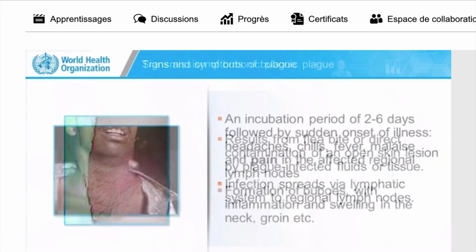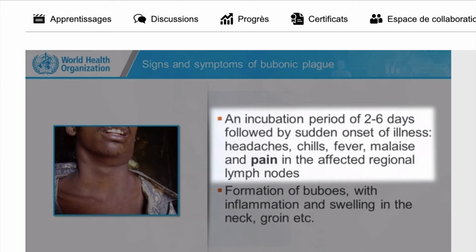The incubation period in that case goes between 2 to 6 days, followed by a sudden onset of illness with headaches, chills, fever, malaise, and pain in the affected regional lymph node. This pain is very characteristic of this plague lymph node, and that's one of the rare specific characteristics of this plague form of the disease.